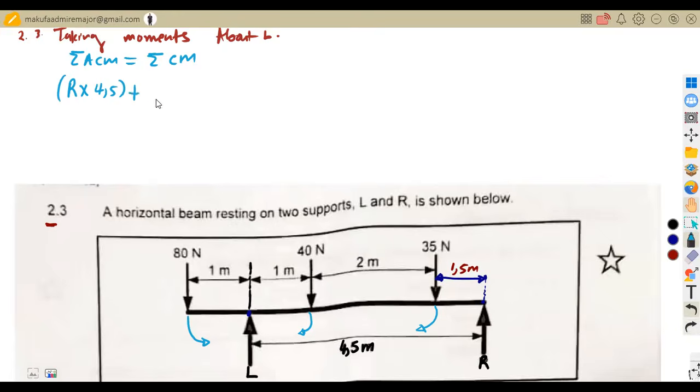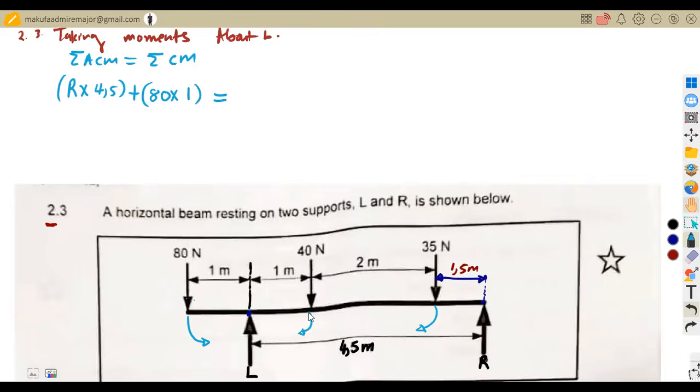We are going to add force times distance. That is 80 times the distance from 80 back to L. We have got a distance of what? Of 1 meter there. So we're going to multiply by 1. So that is all we have in the anti-clockwise. And the rest, as we saw, this one is clockwise. This one is clockwise. We're going to add them together on the clockwise. That is the sum of the moments that you're going to have.